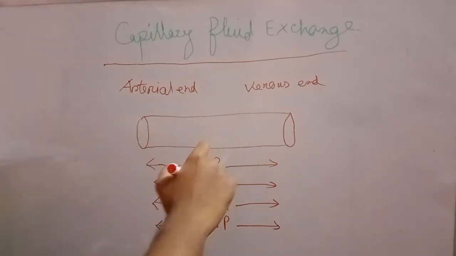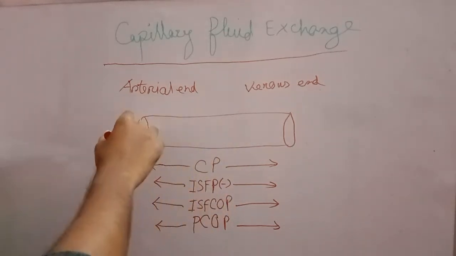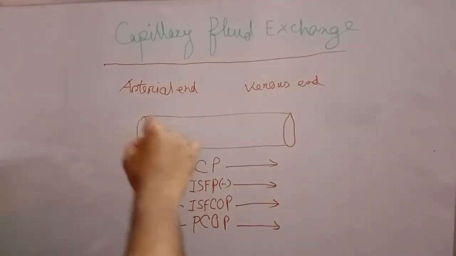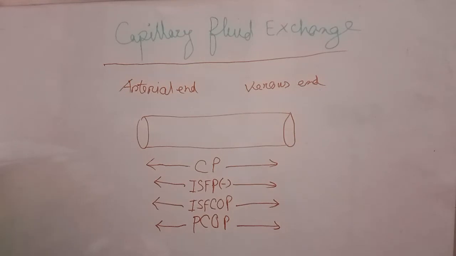We all know that a capillary has two ends, the arterial end and the venous end. At the very beginning of this discussion, we have to cover some pressures: capillary pressure, interstitial fluid pressure, which is negative, interstitial fluid colloidal osmotic pressure, and then plasma colloidal osmotic pressure.